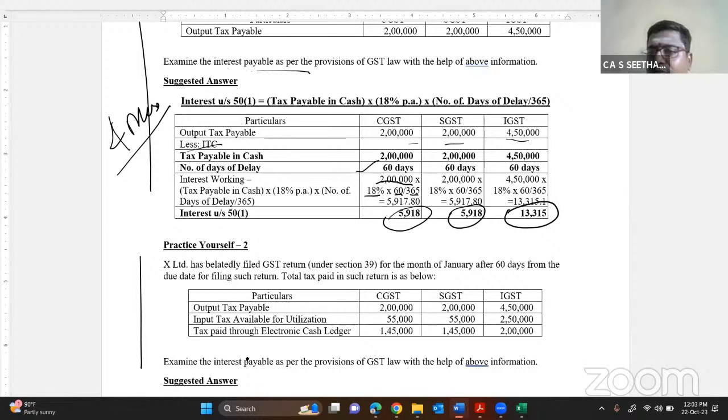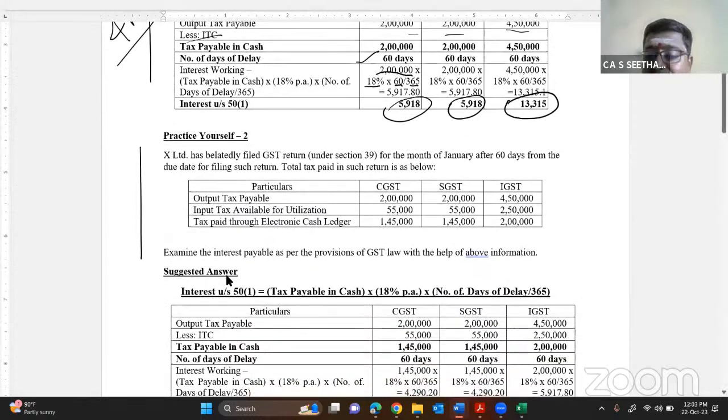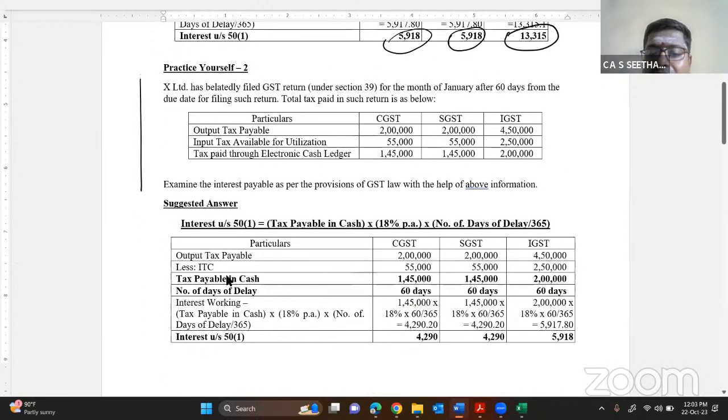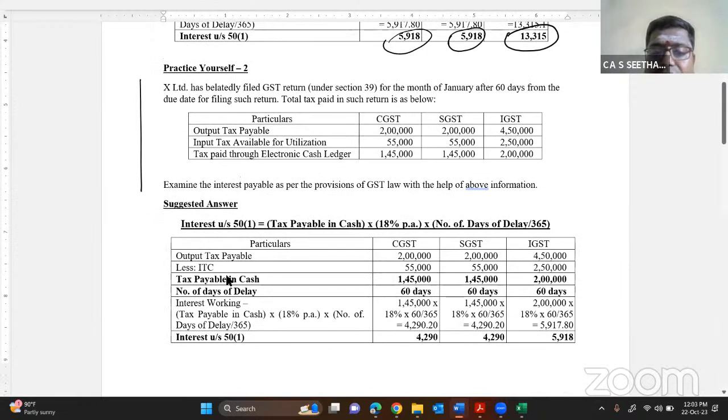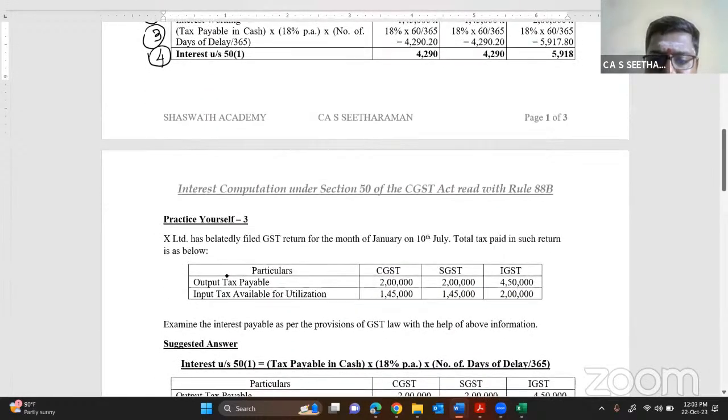Can I get to have the answer, my dear? Excellent. But steps are very important. I'm sure all of you are following the steps. First is tax payable in cash. Second, number of days. Third, interest calculation. Fourth, rounded off to the nearest of 1 rupee. Everybody, my dear, I'm really happy you guys are hitting to perfection. Let's go for the next question.